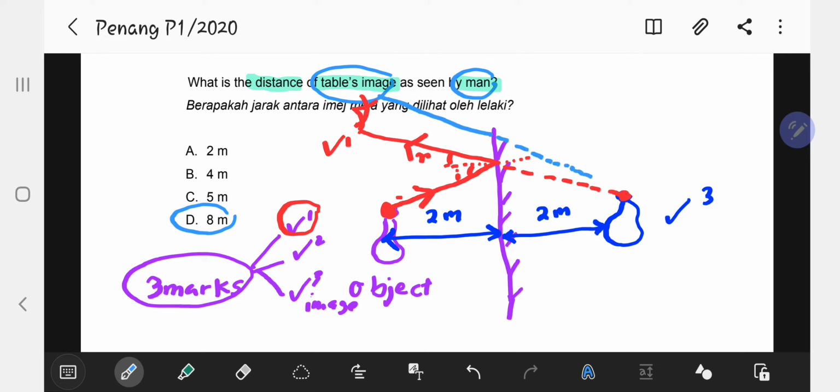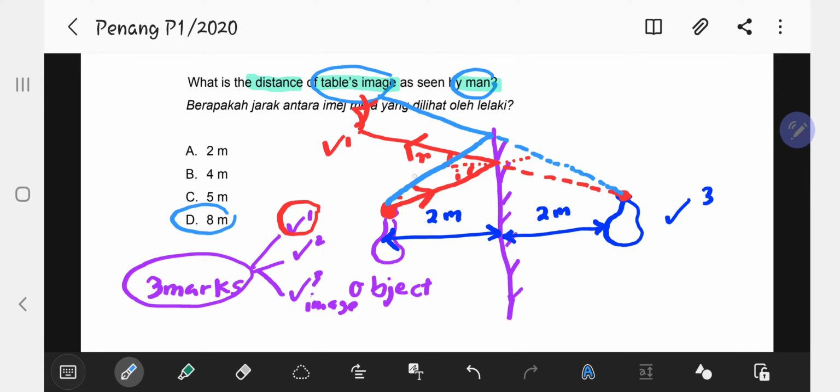Use your ruler. This blue line should be a straight line. But behind the mirror you use a dotted line. In front of the mirror, solid line. Then from this point, continue to the object, at the same point as just now, like that. It is okay if they cross, no problem.